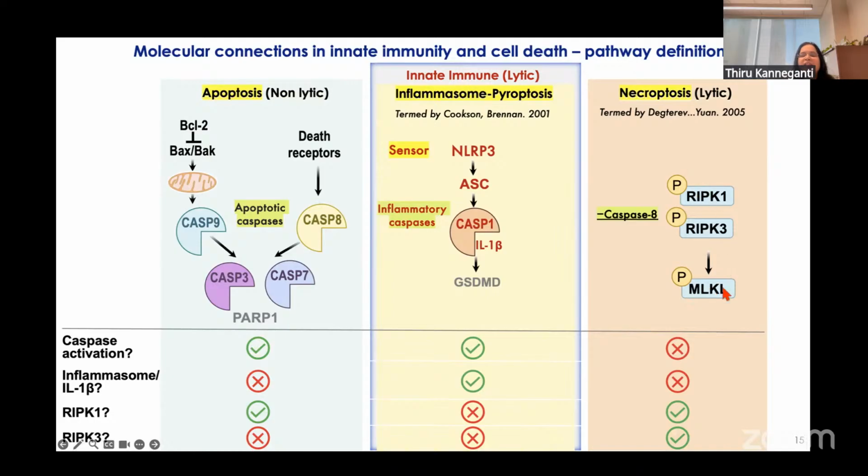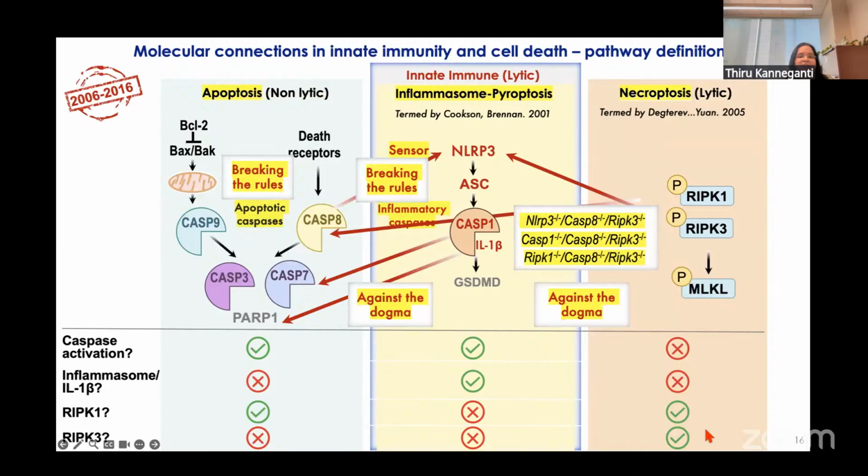So if a pathway is not dependent on MLKL, it's not necroptosis. If a pathway is totally dependent on MLKL, of course, it's necroptosis, right? So to keep it straight, absence of caspase 8 leads to necroptosis, and we have inflammatory caspases associated with pyroptosis, and then this is the non-lytic, non-inflammatory apoptotic pathway. So you can see there are very clearly distinguished features for all these pathways.